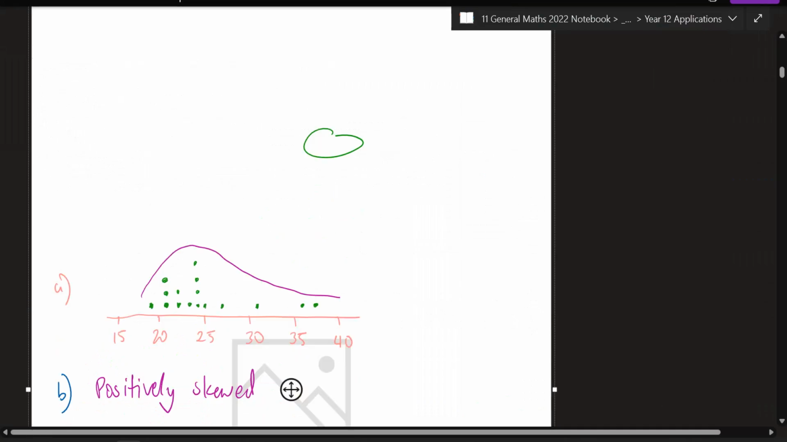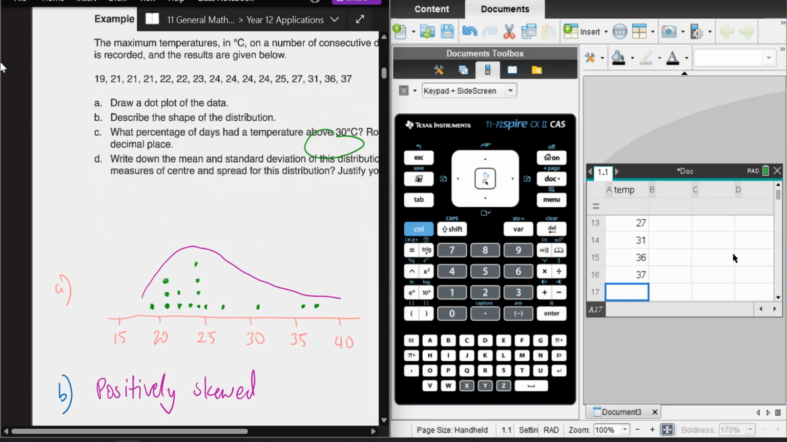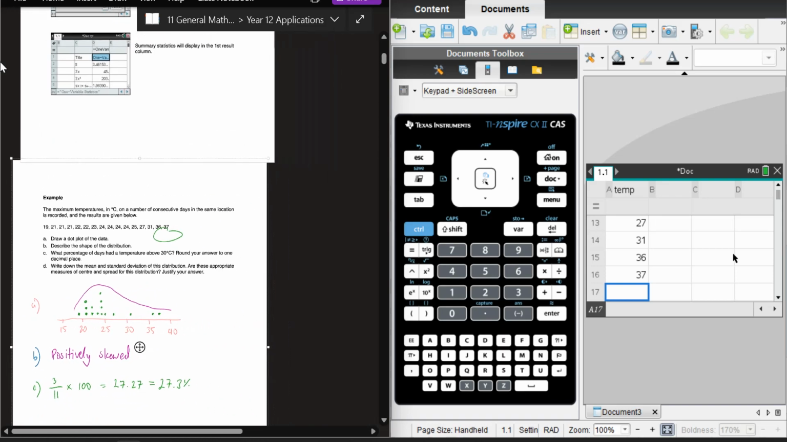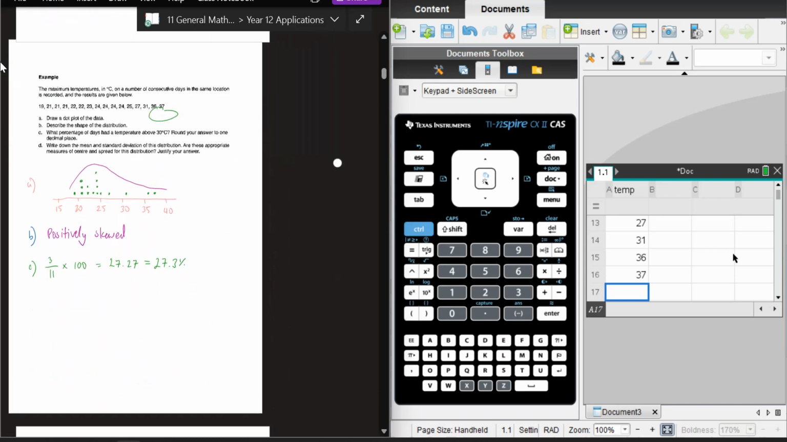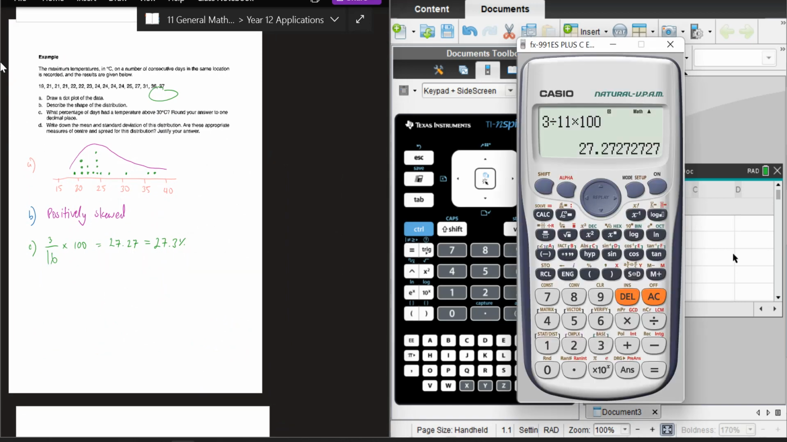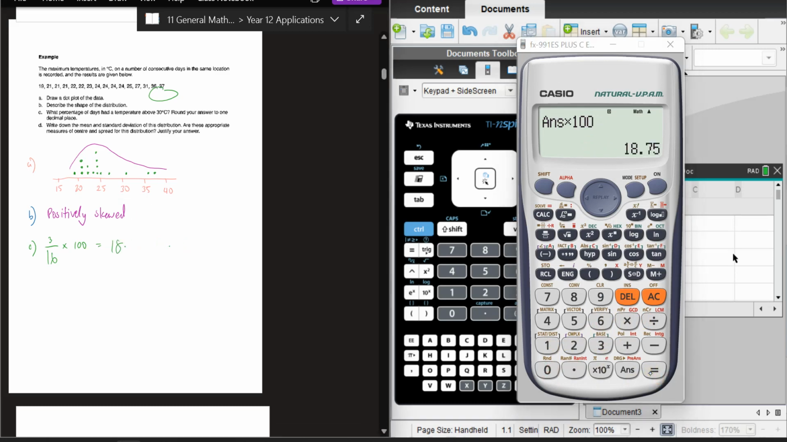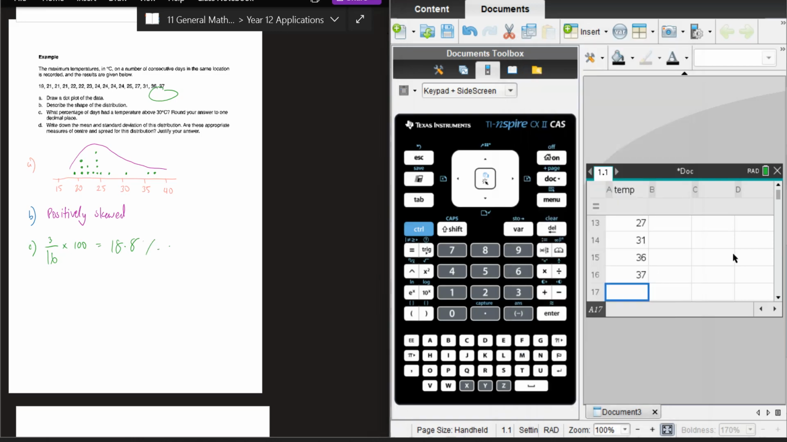Okay, let me quickly fix this because, sorry, we should have 16 numbers. So this should be out of the 16. So 3 divided by 16, times 100 would be 18.8. Okay, easy. All right, put those numbers in.